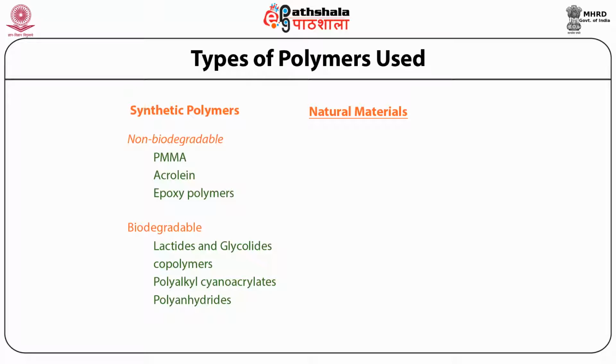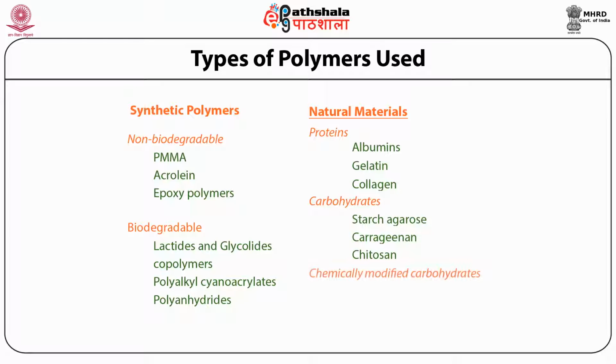Then we have natural materials like proteins, carbohydrates, and chemically modified carbohydrates. Amongst proteins we have albumin, gelatin and collagen. In carbohydrates we have starch, agarose, carrageenan and chitosan. And in chemically modified carbohydrates we have the examples of polyacryl dextran and polyacryl starch. All these natural polymers are also very commonly used.